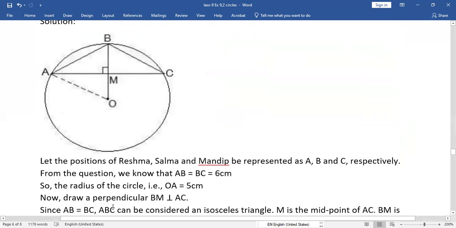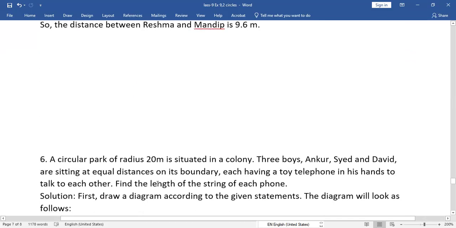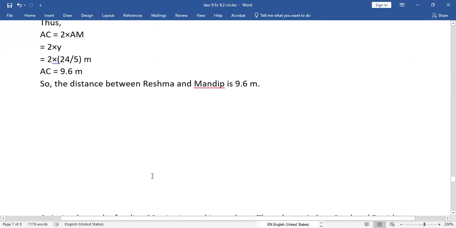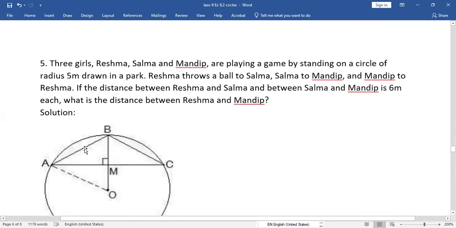Now next one, questions 5 and 6. A lengthy question. From an examination point of view, they will not ask this big question. Anyway, three girls, Reshma, Salma and Mandeep are playing a game by standing on a circle of radius 5 centimeter. If the distance between Reshma and Salma and between Salma and Mandeep are 6 centimeter each, what is the distance between Reshma and Mandeep?